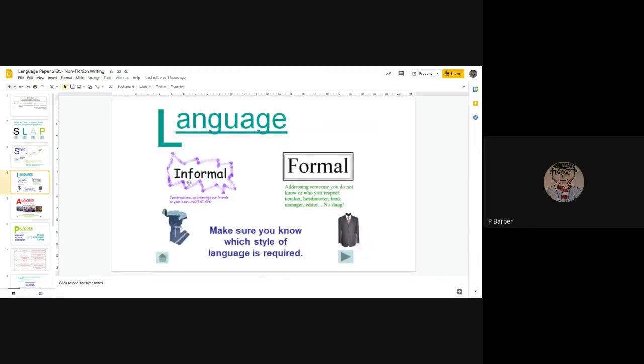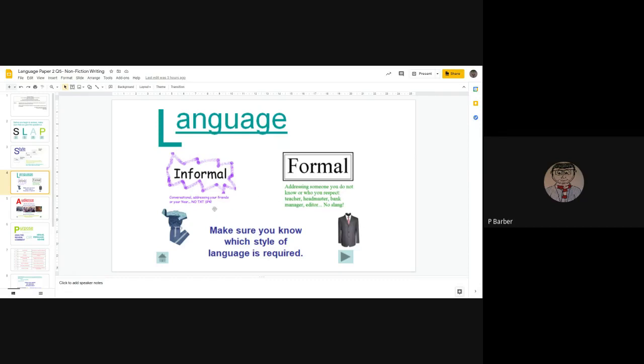The L from SLAP is language. Now, you are being asked to write in a certain manner. Is it informal, where you are writing for an audience who are going to be expecting colloquialisms, who are going to be expecting a more chatty and conversational style? Or is it more formal, where it's someone who you potentially don't know, or someone who you are meant to be treating with respect, a formality level to it?